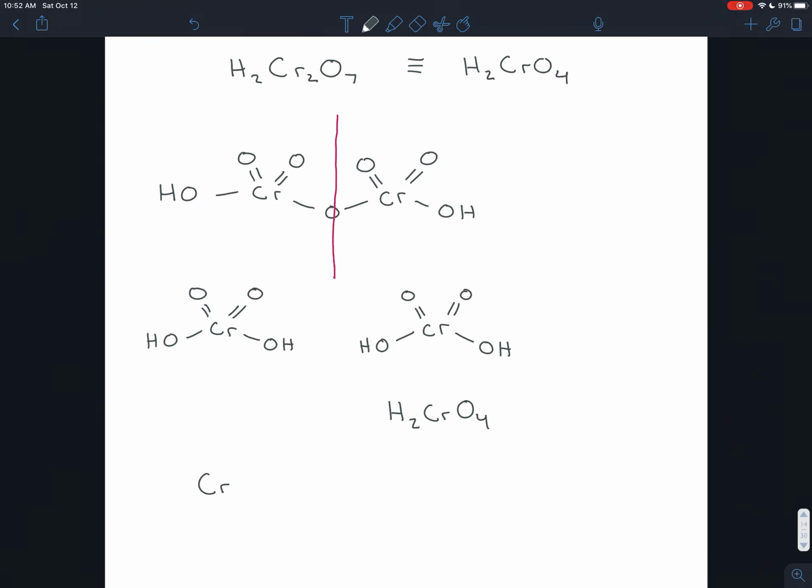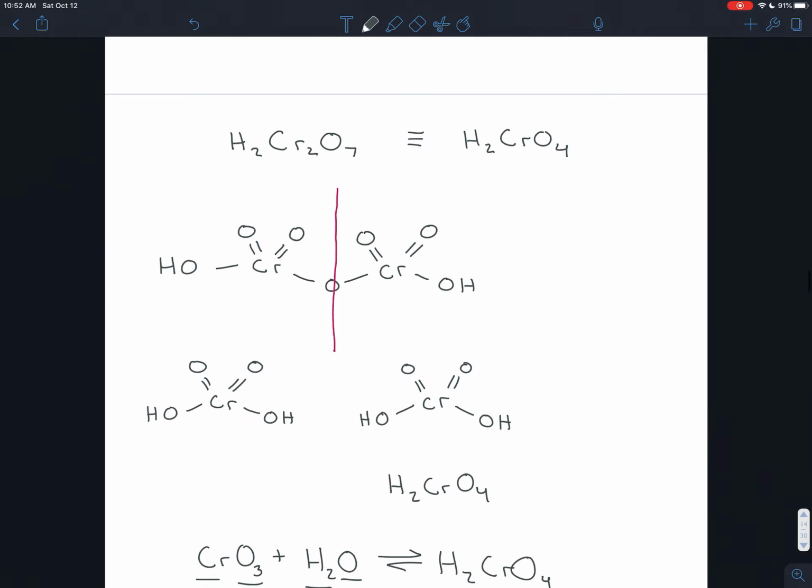You could make H2CrO4 from chromium trioxide. That's CrO3. If you bubble that through water, you could see how that could turn into H2CrO4. So these are three different ways that you can see chromium oxidizing agents.